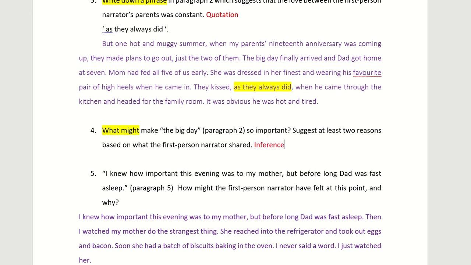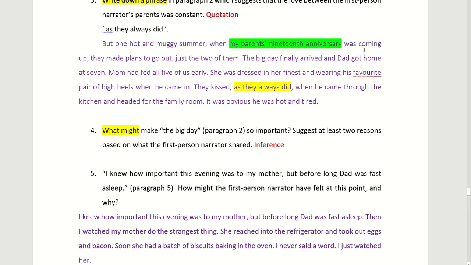Okay. What might, not what is. If it's what is, it tells you that it's a factual question. So what might make the big day so important? Two reasons. So I'm going to look for the two reasons. Big day so important. "Hot and muggy summer." No. Why is the big day so important? "It was my parents' 19th anniversary." Okay, so here's a different color.